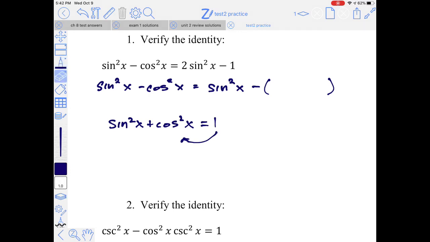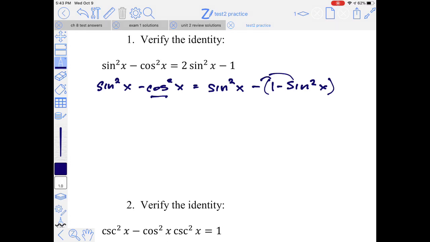But let me erase this just so I can go along with my train of thought. And yours would work perfectly, too. If we replace this cosine squared with 1 minus sine squared x, then we distribute. That's the same result, right? That minus sine, same result, yeah. Just a different way to do it. And that's the nice thing about these, there's tons of different ways you could potentially do these.